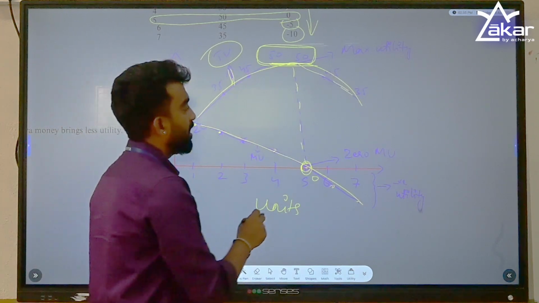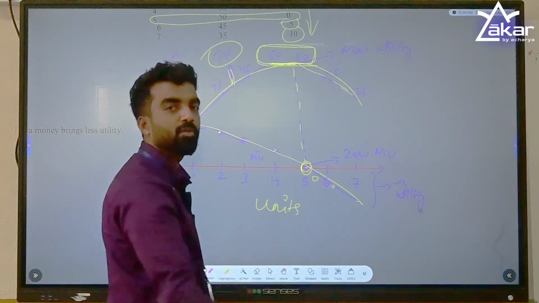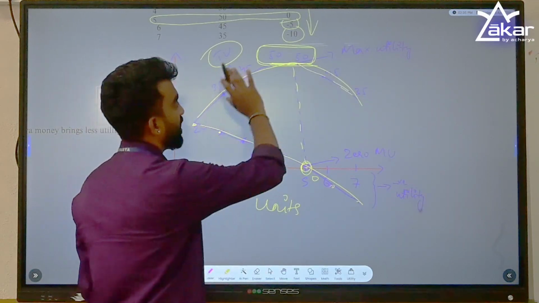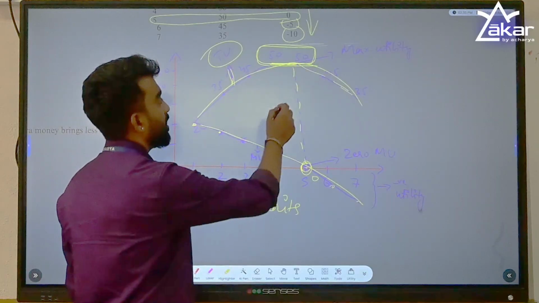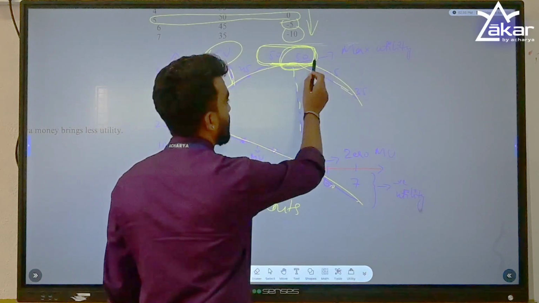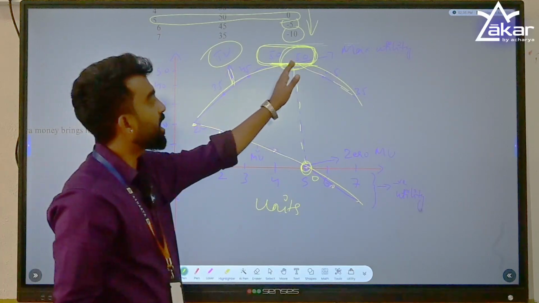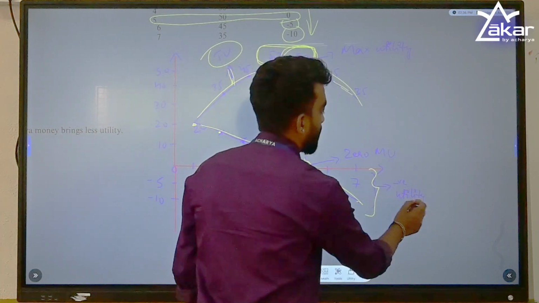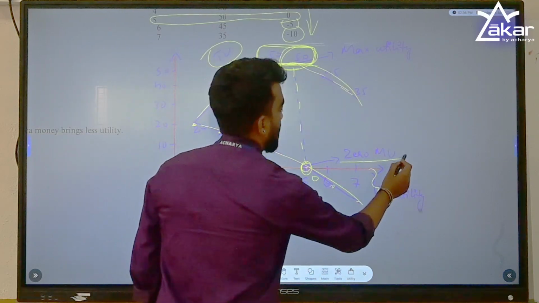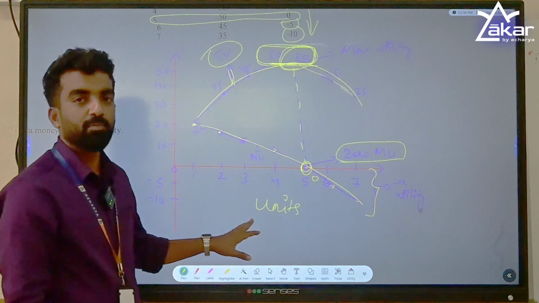Understood? After that, when total utility starts declining, the marginal utility goes negative. At any point in this graph, even if you take any other numbers, when total utility is highest, at that point only marginal utility becomes 0. When it starts declining, marginal utility goes negative. So this is called negative marginal utility, and this is zero marginal utility. I think you have understood by this graph.